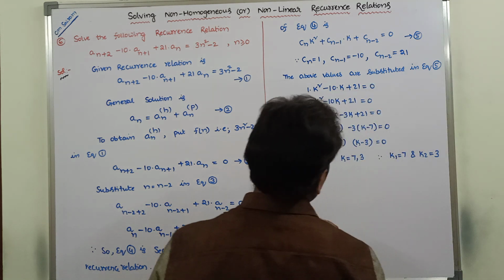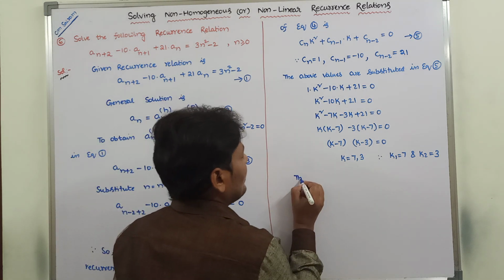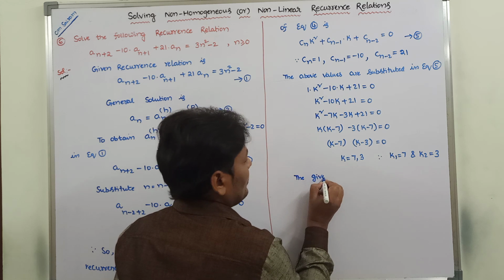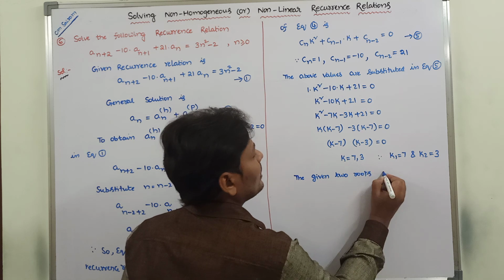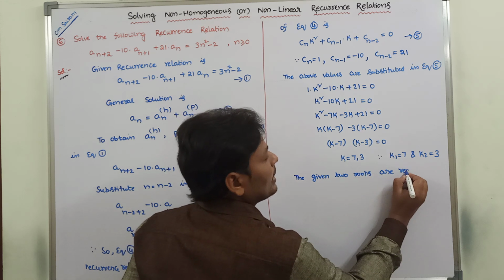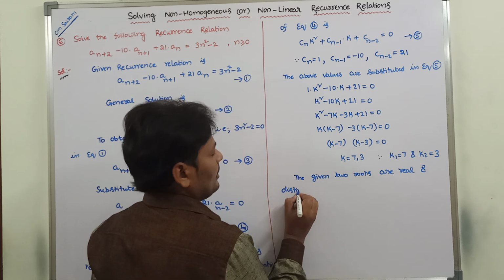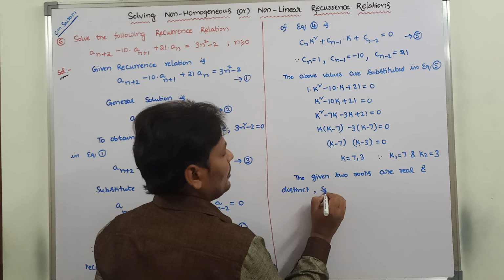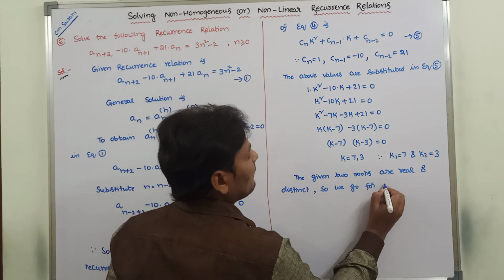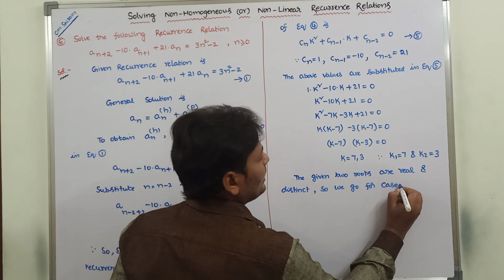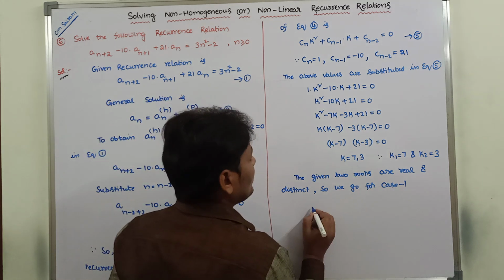Okay. Here the given two roots are different roots. The given two roots are real and distinct. Real and distinct. So we go for case 1. Case 1 is whenever the given two roots are real and distinct, then we can go for case 1. What is the general solution?